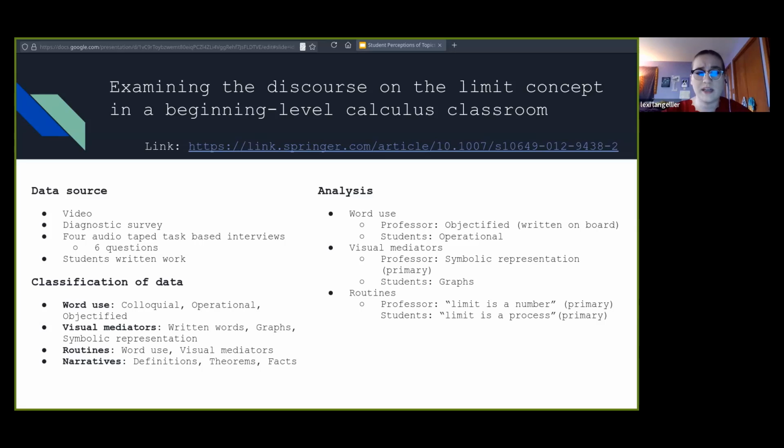And then for the visual mediators, the professor mostly used symbolic representation, but the students hung on to the graphs more, and that's kind of how they explain things. And then for the routines, we were looking at, are they looking at the limit as a number or a process? So when the professor was teaching, they referred to it as a number, but the students referred to it as a process when they were explaining it. So from this research, it's really interesting that how the instructor was teaching the material is not what the students retained most.